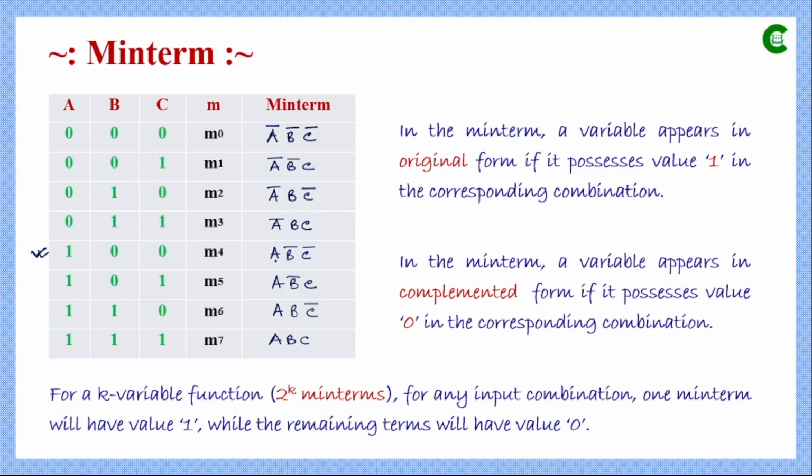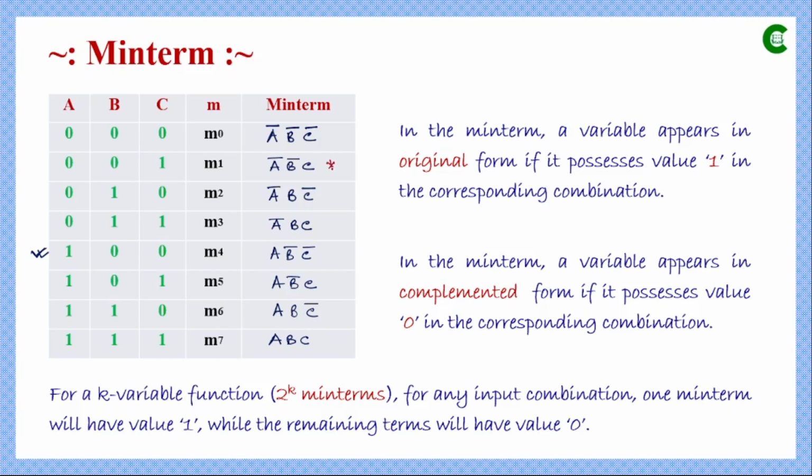So A has 1, so its value will be 1. B complement: actually B has 0, so complemented B will have 1. And then C, the original value is 0, so complement of C will have 1. That means the product, or the AND operation, between A, B complement and C complement will have value 1. Now if we check all other remaining minterms, they will give us 0 value.